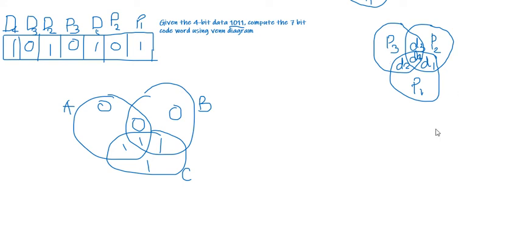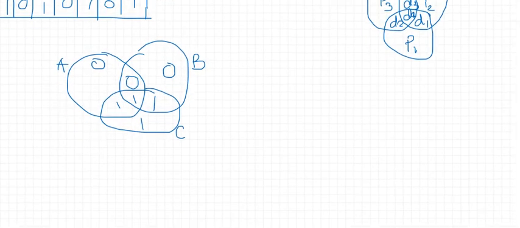Okay. So let's assume one other example where you are given a 7-bit code word, but you are asked to find out whether there is any error in that 7-bit code word. If there is any error, you are going to identify the error, find out where the error is, and then correct the error.